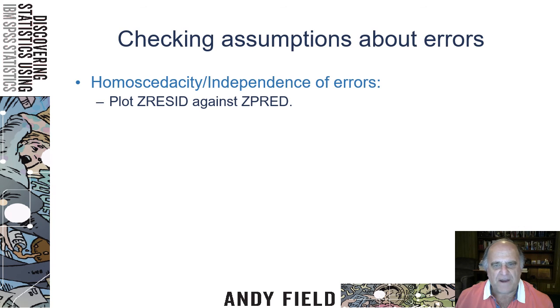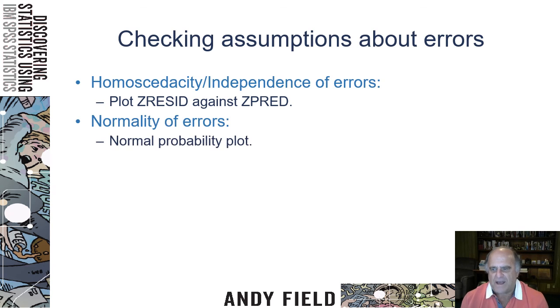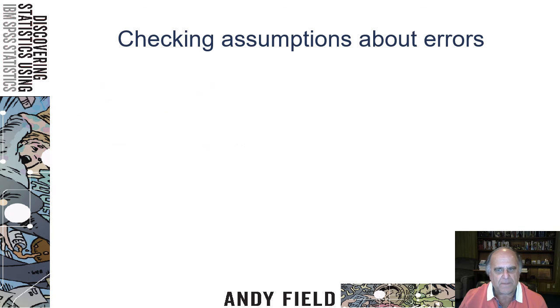Checking assumptions about errors. Again, Field takes you through this. I'm not going to try to take you through it in a lot of depth. He suggests checking for homoscedasticity and independence of errors. The way he suggests doing that is plotting your z residuals against your z predicted. We went over that also with the simple regression line. For normality of errors, he suggests a normal probability plot.